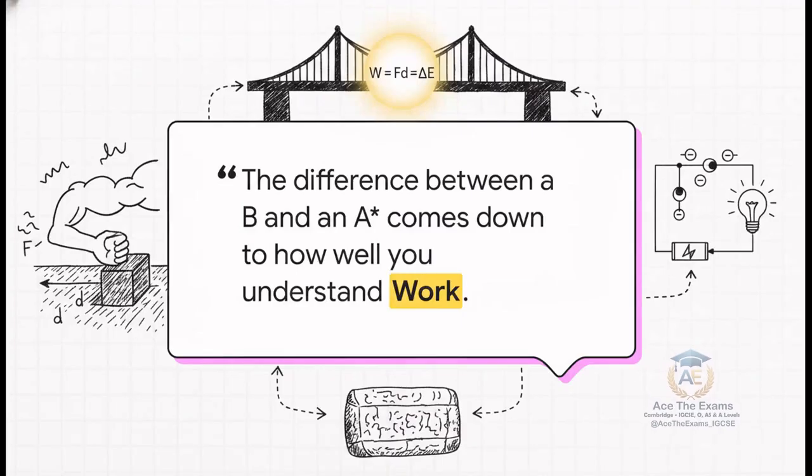A senior Cambridge examiner recently made an observation that honestly changes everything. They said, the difference between a B and an A-star in physics often comes down to how well you understand work. Mechanical or electrical work done equals energy transferred. W equals FD equals delta E. Now, listen to me carefully here. This isn't just an equation you memorize, it's the ultimate bridge in physics. It is literally the Rosetta Stone of the entire syllabus.